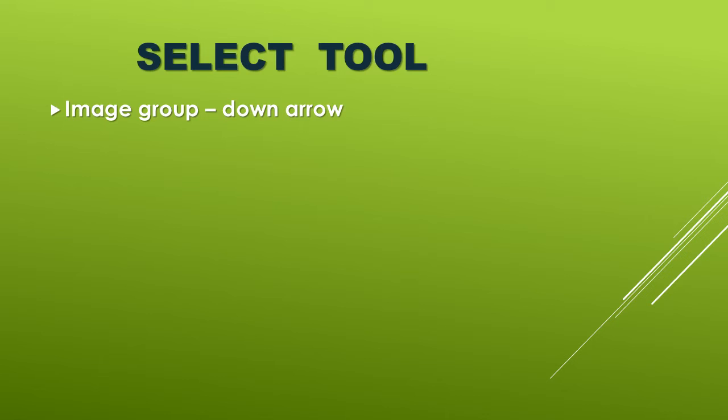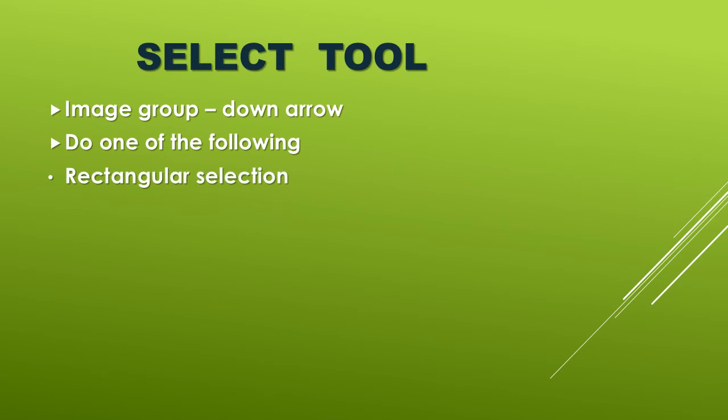For that, in the image group, click the down arrow under select. The select option will be there, and under that one arrow will be there. You need to click that and some options will appear. Click any one of the options, whatever you want. The first one is rectangular selection. To select a square or rectangular part of the drawing, you can click this.